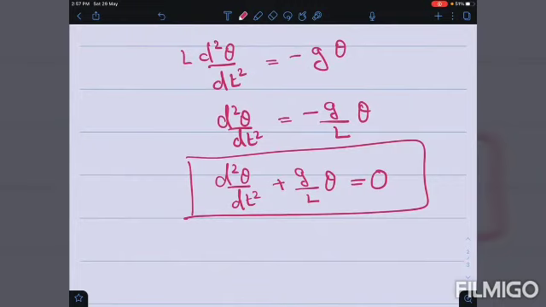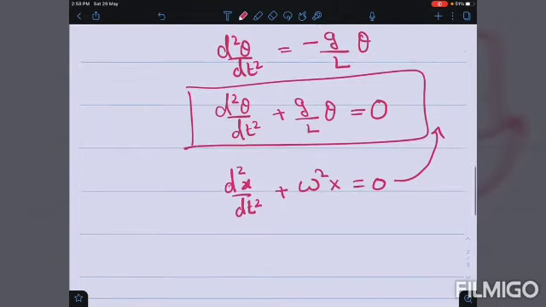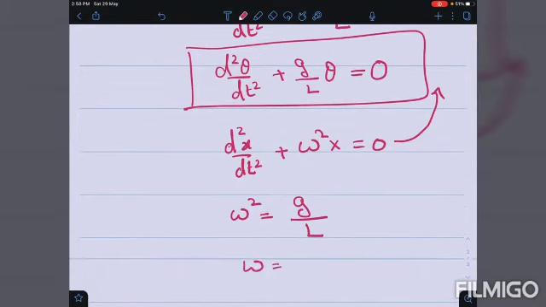equation of simple harmonic oscillation, that is d square x by dt square plus omega square x equal to 0. You should remember I told you this in my first class. So it is similar to this equation, no? What is the difference? x is replaced by theta, and omega is the angular frequency. So here omega square is equal to g by L, or omega is equal to root of g by L.